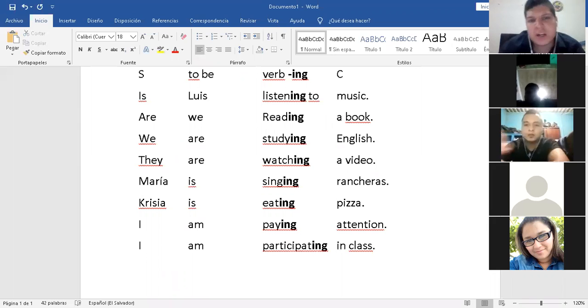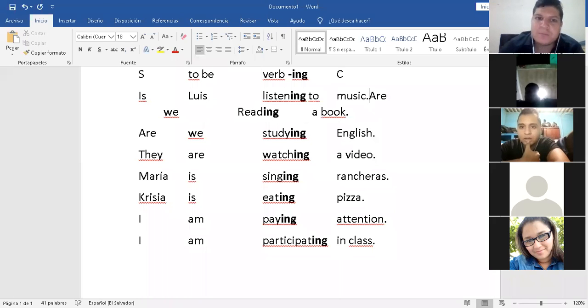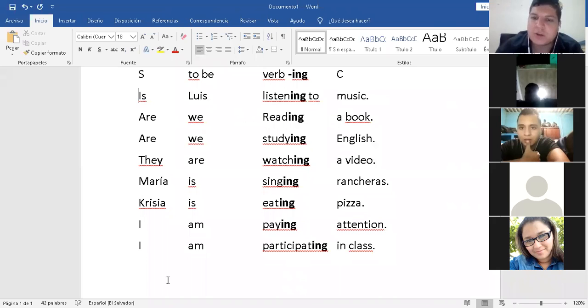¿Cómo creen que se pregunta? ¿Estamos estudiando inglés? Are we studying English? Se me olvidaba algo súper importante. Aquí ya no es punto, sería el question mark. Y en la pregunta siempre el verbo va a ir con ing. Si se fijan, eso yo no lo he tocado porque eso siempre va a ser así.